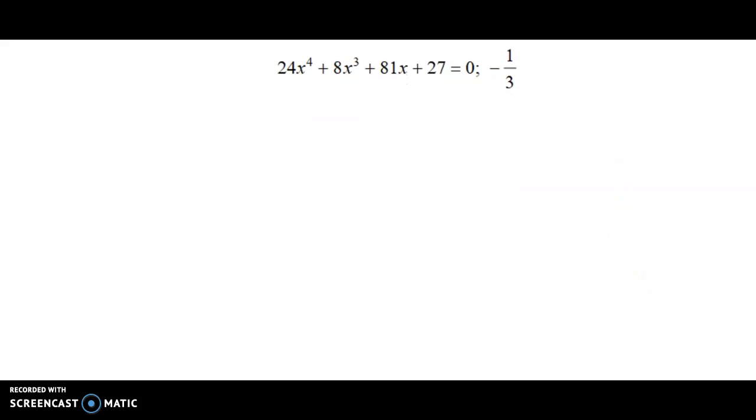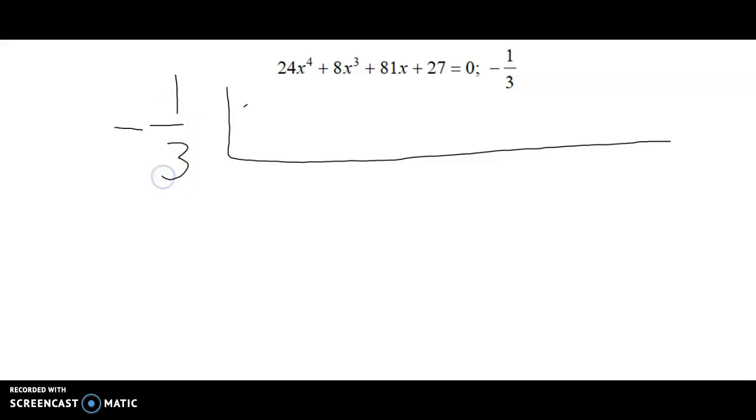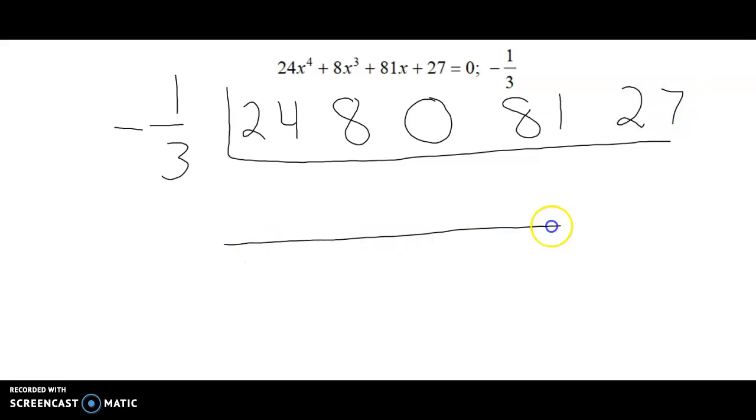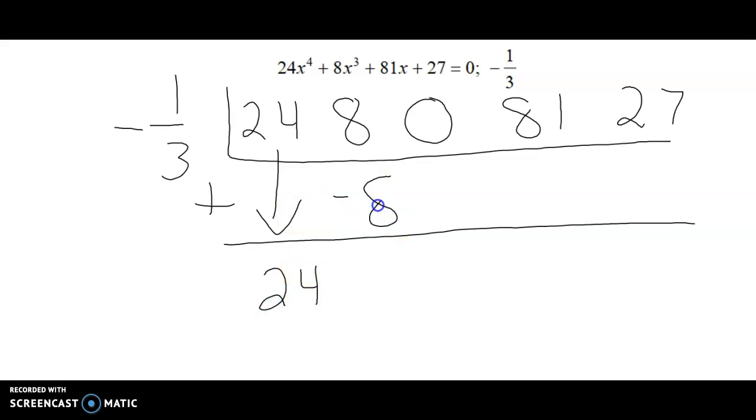Okay, before you run away screaming because it's a fraction, it's not that bad. Okay, let's set up our box. So negative 1/3 is the root. 24, 8. Be careful, there's no x squared, so I gotta put a 0. 81, 27. Bring down that 24. 24 times negative third is negative 8.